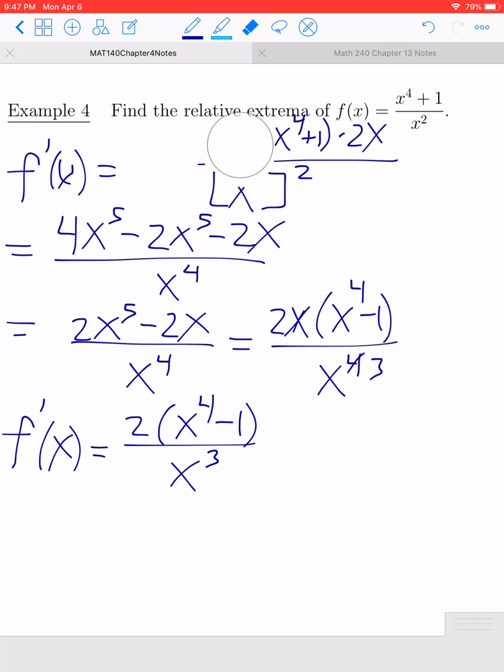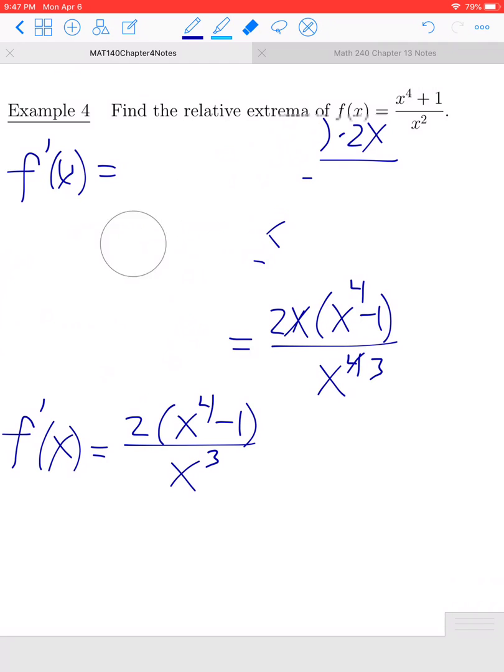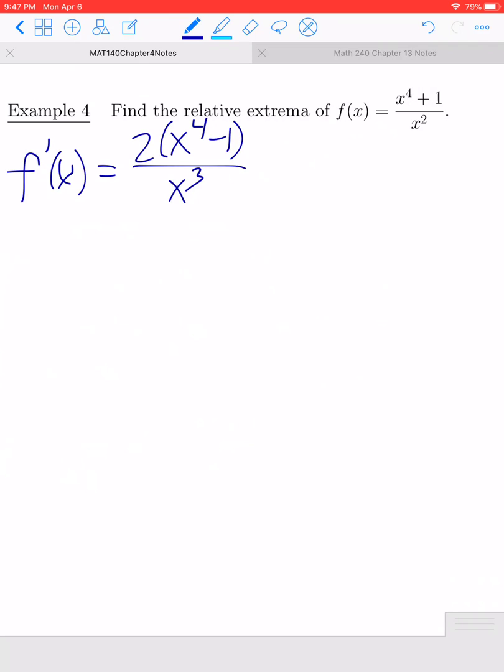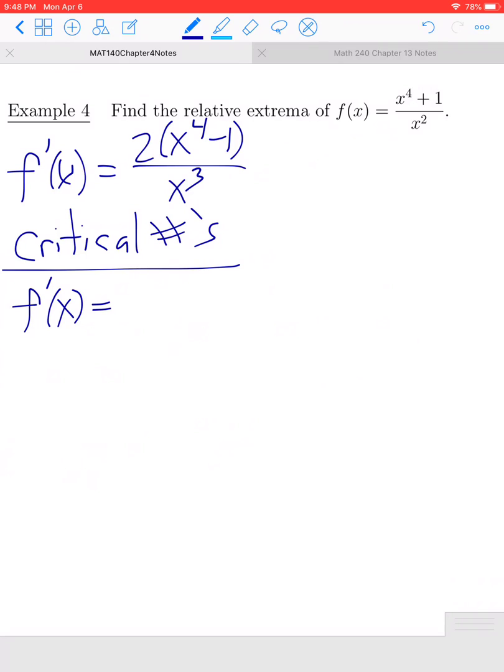So standard derivative is something we did a lot in the last unit. So f prime is 2 times x to the fourth minus 1 all divided by x cubed. Let's now go ahead and find our critical numbers. We first want to solve for where f prime of x is equal to 0. So we're going to take this equation, set it equal to 0 and solve.